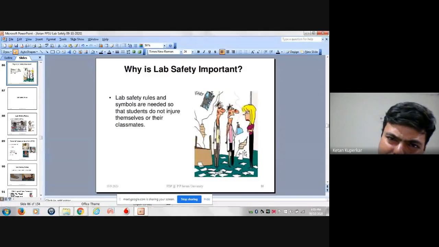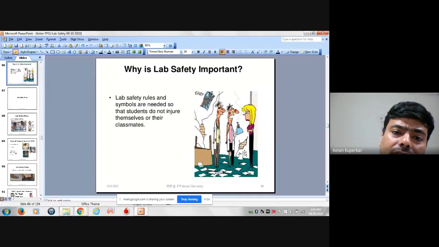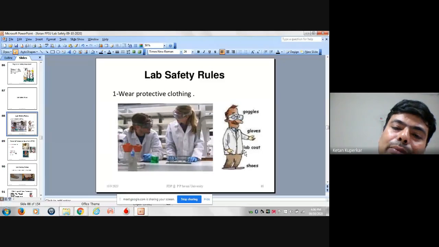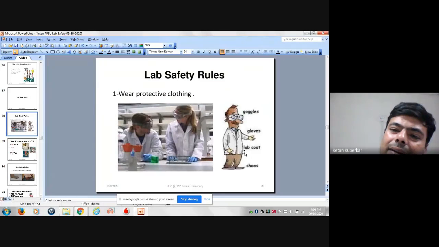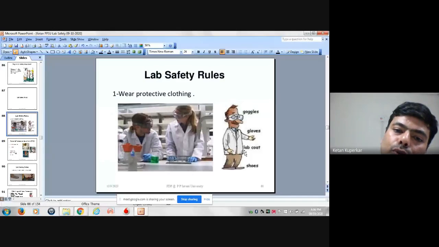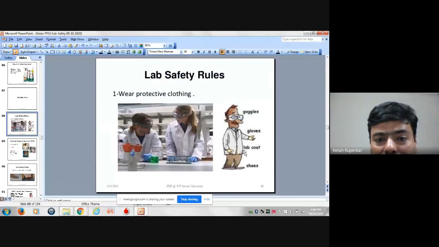So why is lab safety so important? Because by obeying the laboratory safety rules and following the symbols, students do not injure themselves, nor do they injure their lab mates. So these are the laboratory safety rules, which I'll be moving through a bit quicker, because by showing the pictures, you will be able to correlate what I have discussed till now. Wearing protective clothing, that is PPE, personal protective equipment: aprons, you may see the goggles, gloves, lab coats, and the shoes.